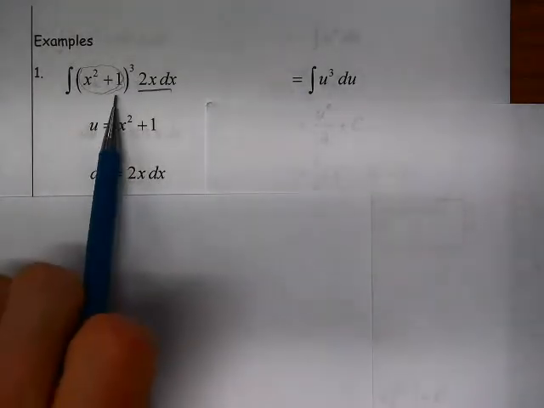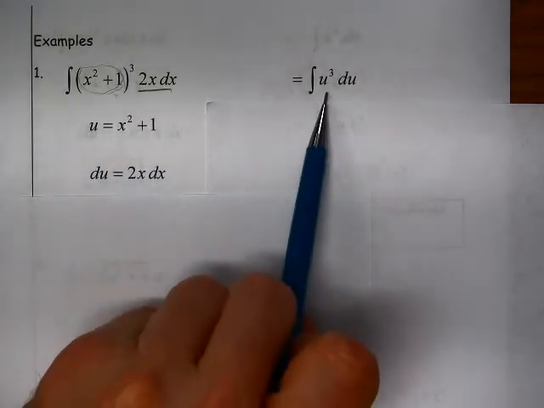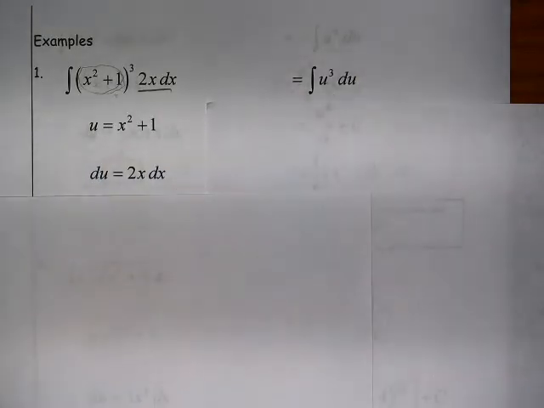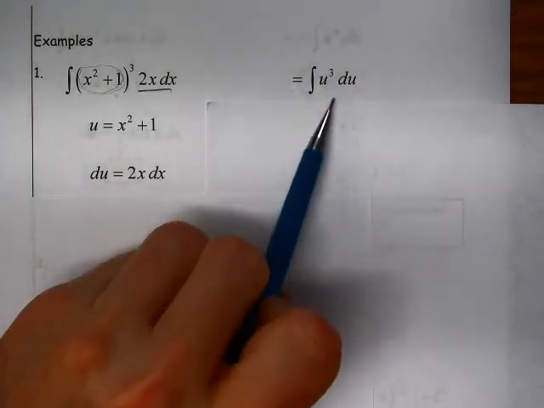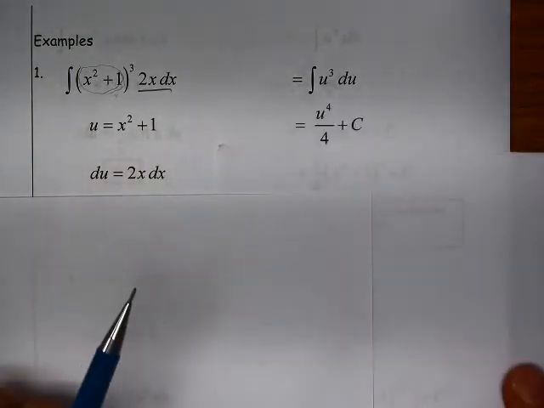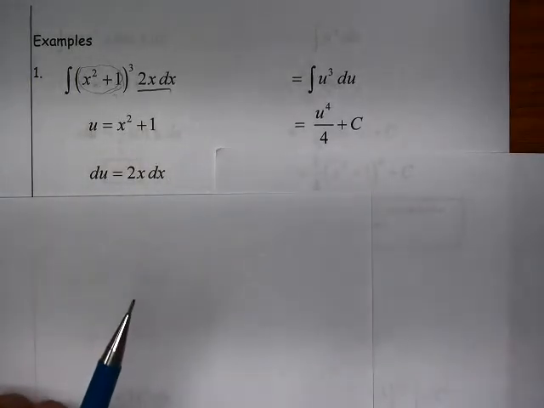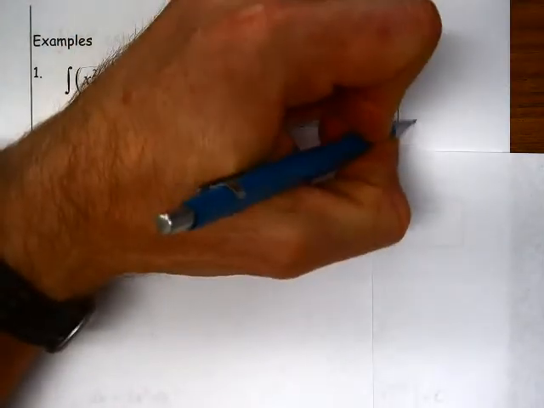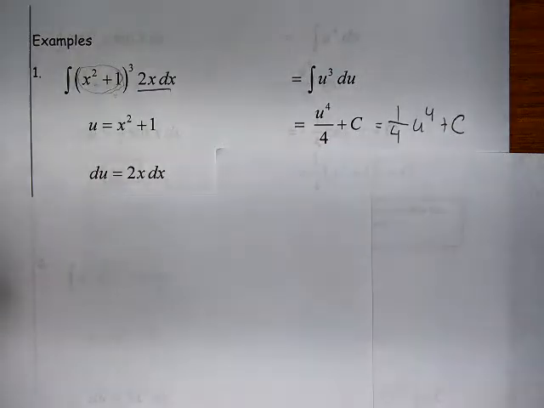So I can rewrite this complicated integral as this much simpler integral here. I haven't really changed anything. I've just rewritten it in a simpler way so that it's easier for me to understand what's going on. And then I can do the antiderivative of u cubed du. It's real simple. It's u to the fourth over 4. So I could also write that as 1/4 u to the fourth plus c.